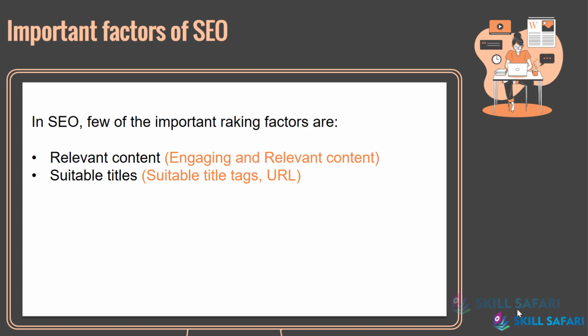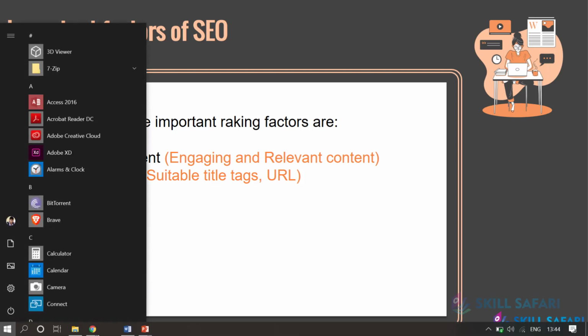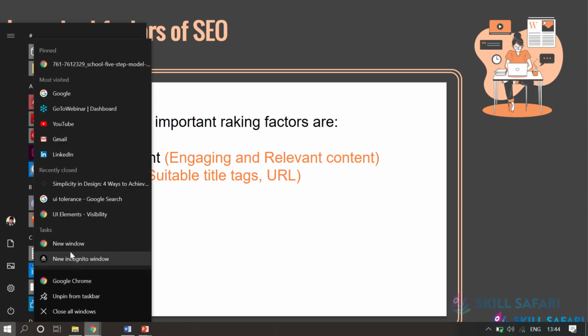For example, I can make the URL something like yourcompany.in/science-experiments-for-kids. If that is the proper URL, Google understands it, and your title should also be proper. So for example, let me open a new window in Google and show you what it can do.